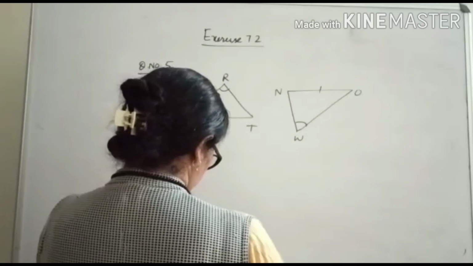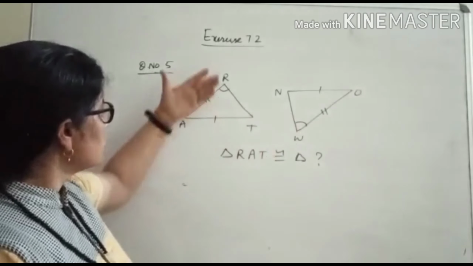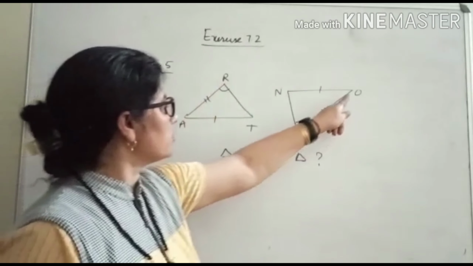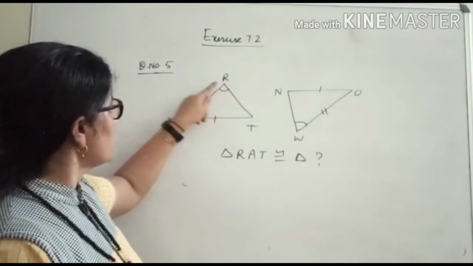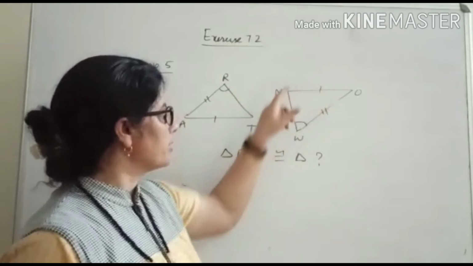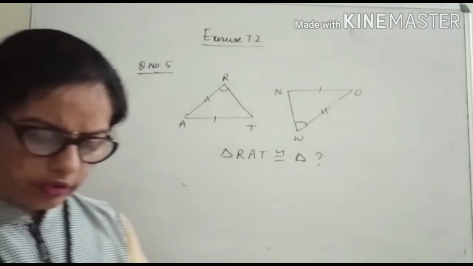And he is asking triangle RAT is congruent to what? Triangle what? Name we have to think. See what he is saying. In the figure, two triangles are congruent. Here one angle mark, here also one angle mark. Means this angle and this angle are equal. This side and this side are equal. This side is equal to this side. Angle side side, and here angle side side. This is not criteria of congruency.